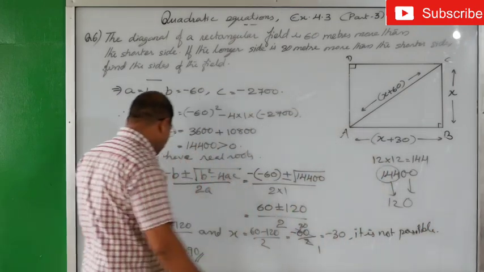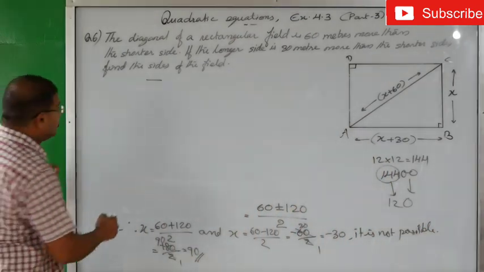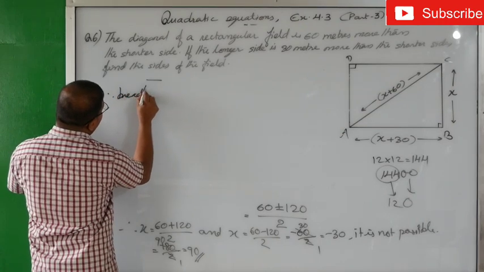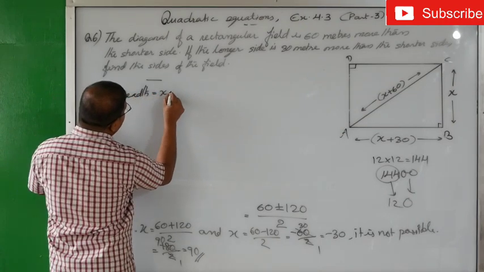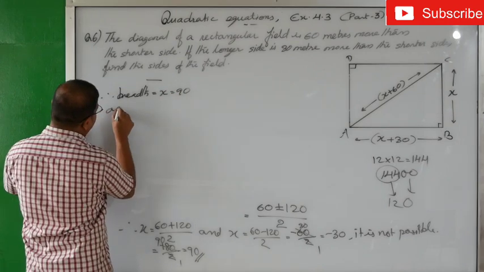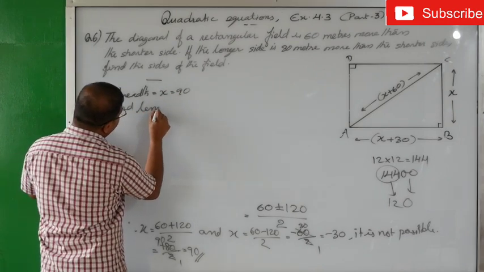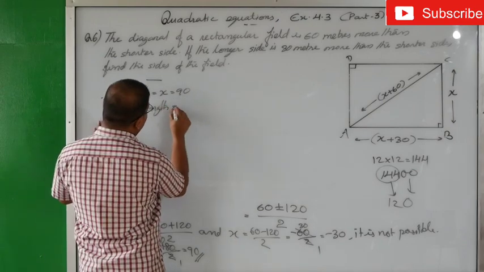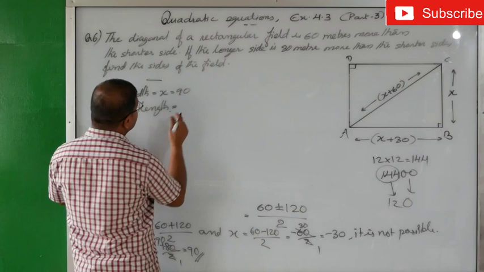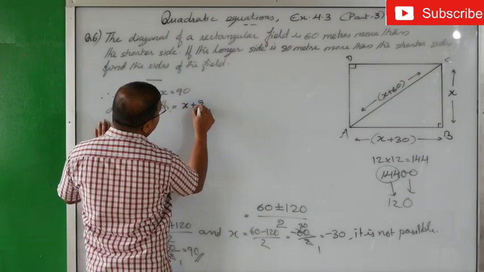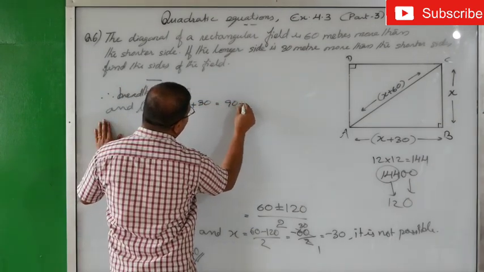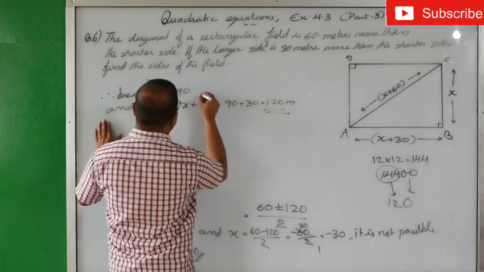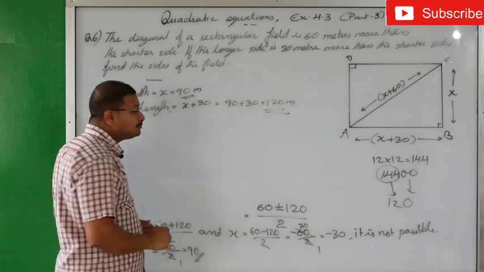That means what will you do? x is 90. Therefore, breadth equals x equals 90, and length of the field. Length equals, what will you write? Length equals x plus 30 equals 90 plus 30 equals 120 meter. The first one is 90 meter.